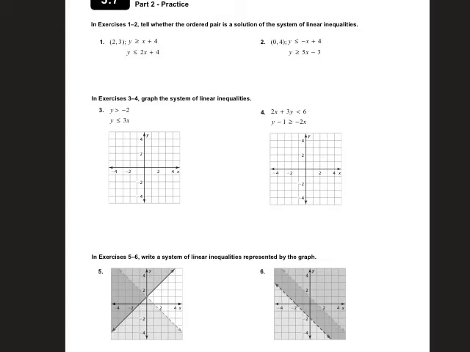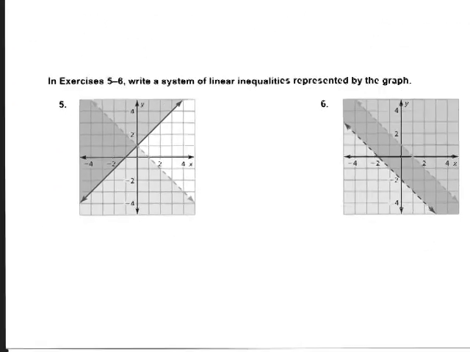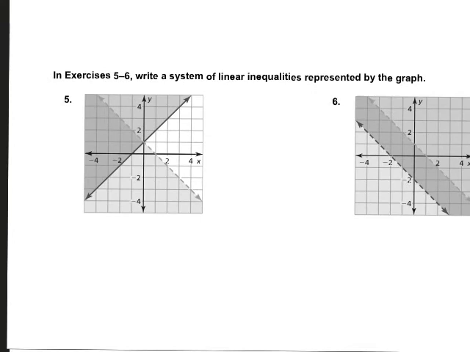All right, but anyway, let's do number 5 together because these are kind of tricky. You're kind of working backwards to come up with the inequalities that are shown in the graph. But basically these are all skills that we already have. We're going to take a look at that line.